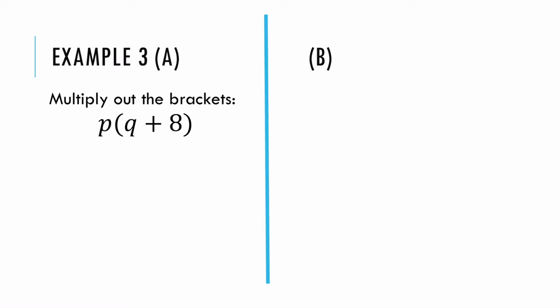In example 3, the only thing that's changed here is we now have a letter at the start, but our method is the exact same. We're going to multiply p by q. P times q, we can write that as pq. I'm then going to multiply p by a positive 8. Positive times a positive is a positive. P times 8 is 8p. We usually write the number before the letter, so 8p is all we can do with that one.